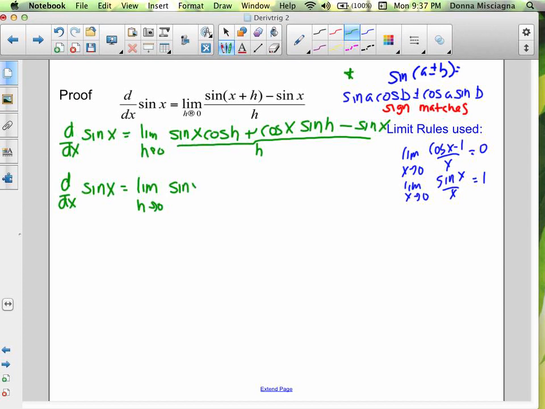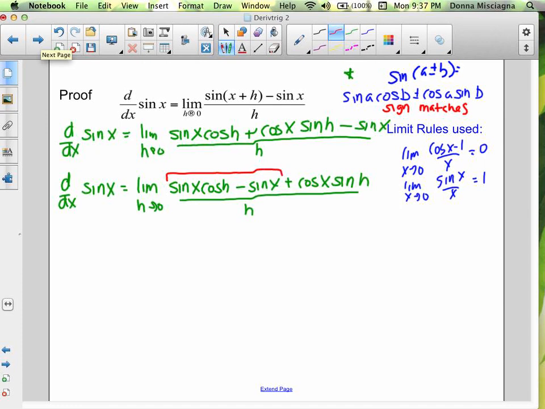Right? So I have sine x cosine h, then minus sine x. Let's put him over here. And then let's put the plus cosine x sine h. Again, all divided by h. And we have some like terms, right? Not like terms, but a greatest common factor between those two terms. Let's factor that greatest common factor out. So we're taking the derivative of sine x, and that's the limit as h approaches 0, and we're factoring out the sine x. That's going to leave us cosine h minus 1, plus cosine x sine h.